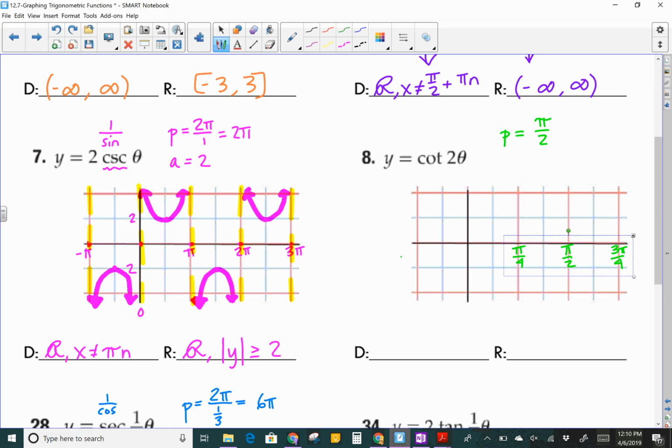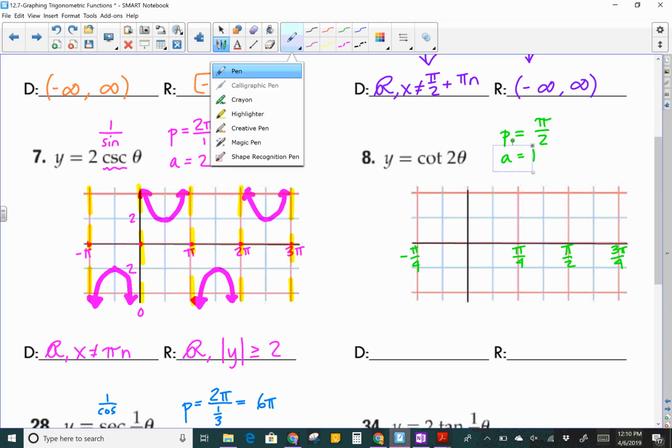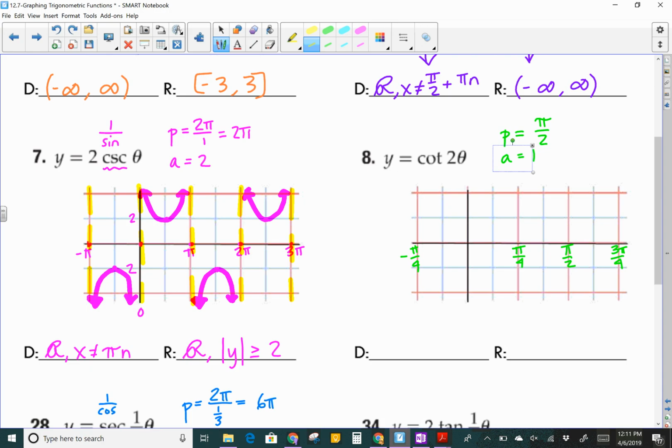And over here is the opposite. So I have that. And cotangent, what's my a value? A value is 1, so I don't have to relabel it. Now I have to do my asymptotes. And my asymptotes are at the period. So that means my asymptote is at pi over 2, and it's going to be at 0.